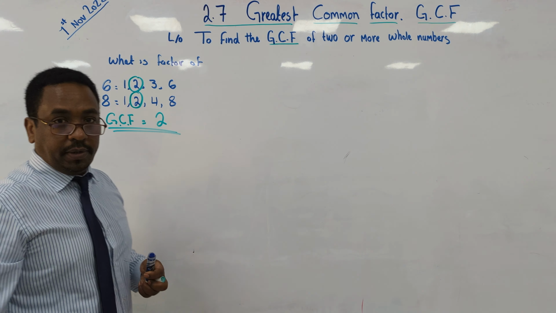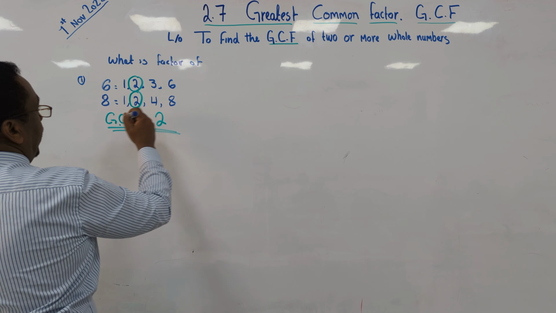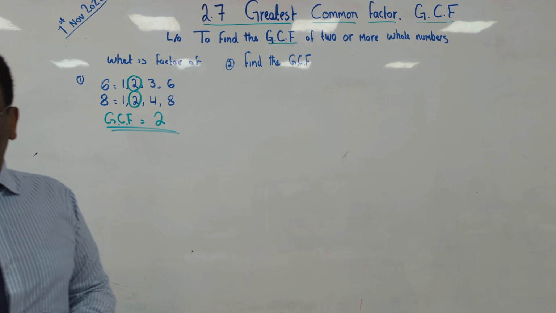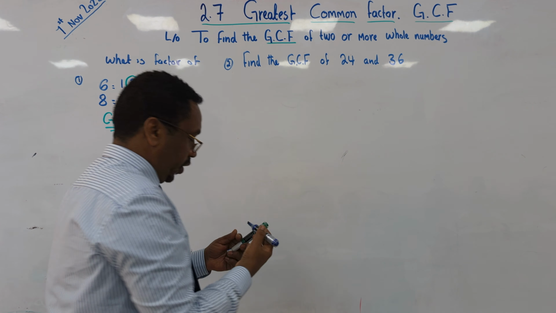So, the second question now is, find the greatest common factor of 24 and 36. This is example 2, and that was example 1. Example 2: find the greatest common factor, G.C.F., of 24 and 36. So let's start.